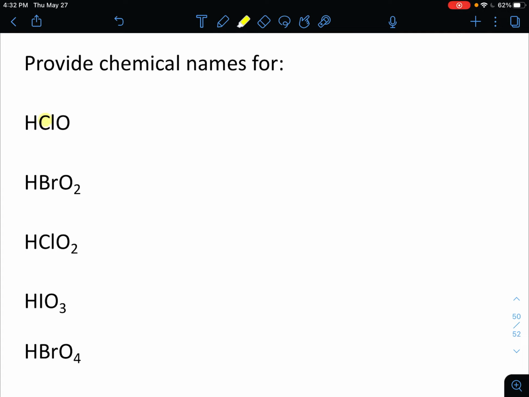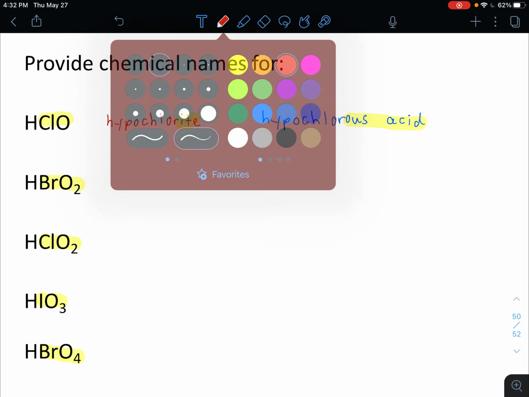Okay, so I'm going to identify the polyatomic oxyanion in each case, and then we'll switch over and give it the acid name. So let's use red, I guess. So ClO, that's the lowest version, so that's hypochlorite. So we get hypochlorous acid, right? The ITE ending in the anion becomes OUS acid in the acid.